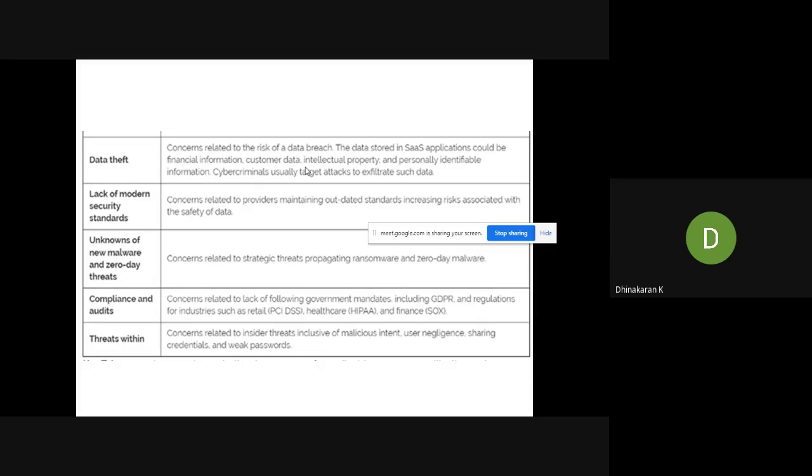And unknowns of new malwares, and this is the next level. So this is not only for the cloud side, this is also applicable for your local disk side. On the local disk side, how are they going to protect our system, and also how are we going to protect our cloud side? Based on this risk, how to avoid these things will come in the next slides. So, compliance and audits.